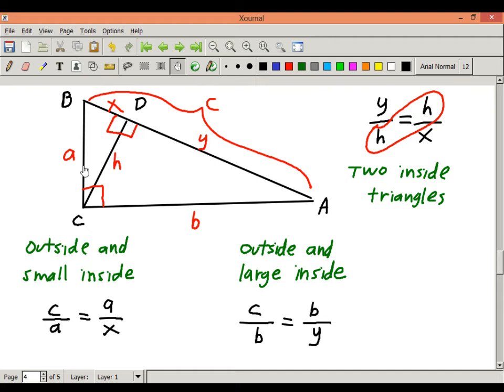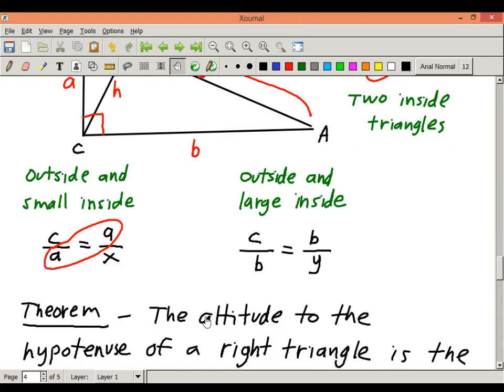A is a smaller leg of the big outside triangle. That's going to correspond to X, which is a smaller leg of the small inside triangle. So C over A equals A over X because those are two pairs of corresponding sides. And again, look at this situation here where A is the geometric mean between C and X. Now zoom out again and look at the big outside triangle. A is one of its legs, and so it is the geometric mean between the hypotenuse and the part of that hypotenuse touching that leg. So A, this leg, is a geometric mean between C and X. And that's what that proportion says, and that's what our other theorem says.